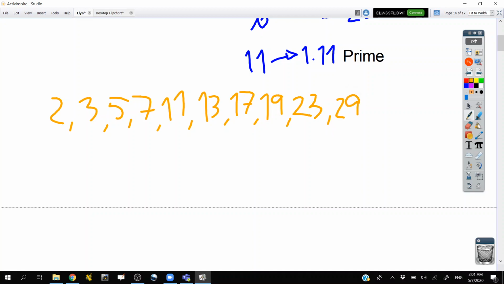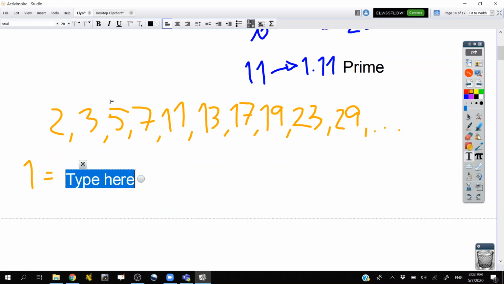29, and so on. A lot of students want to put 1 here, but if you notice, my definition of prime is we have 2 factors. 1 is only 1 times 1. It only has 1 factor, so it falls apart. It also does interesting things, so I just want to note 1 is actually not prime because it's a special thing called an identity.